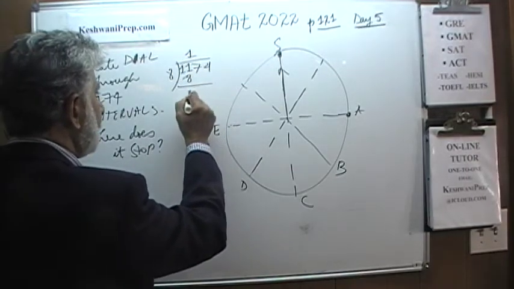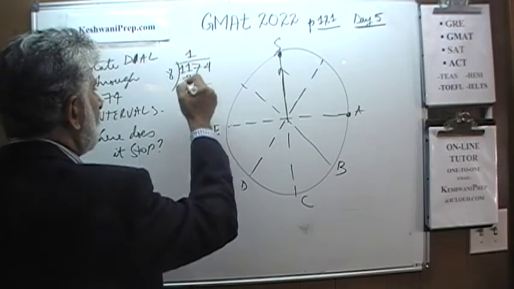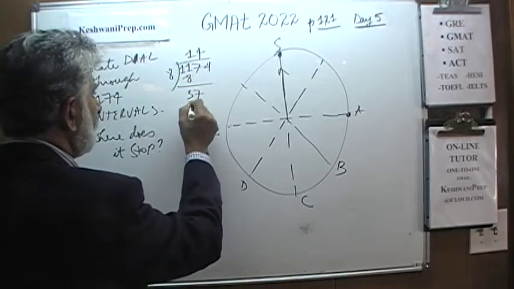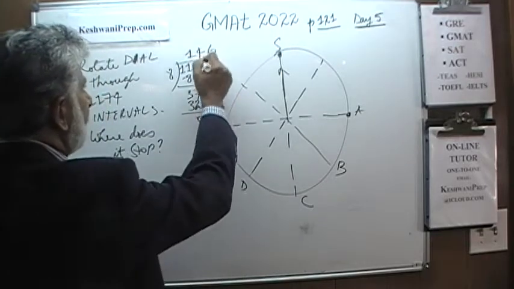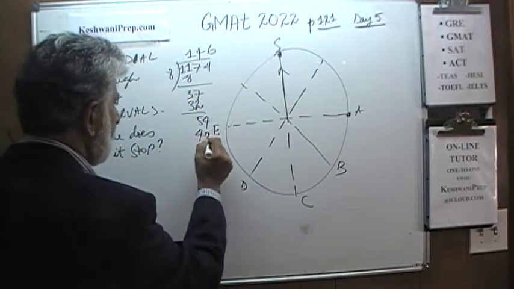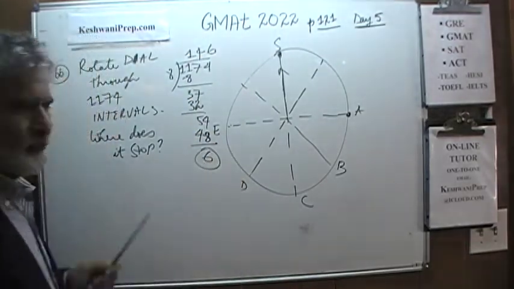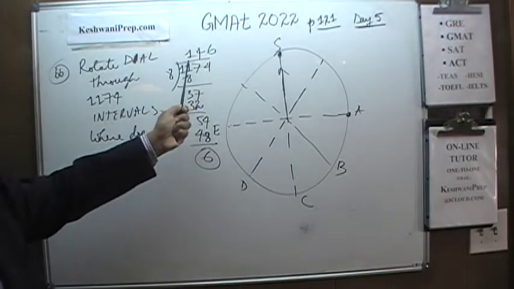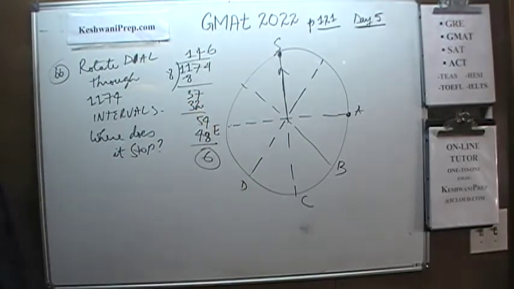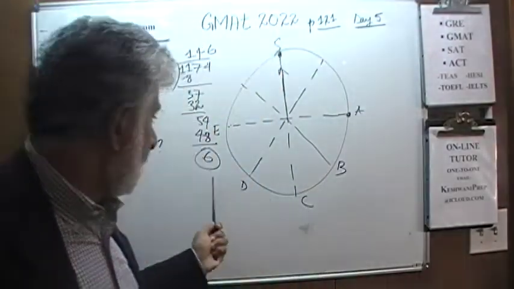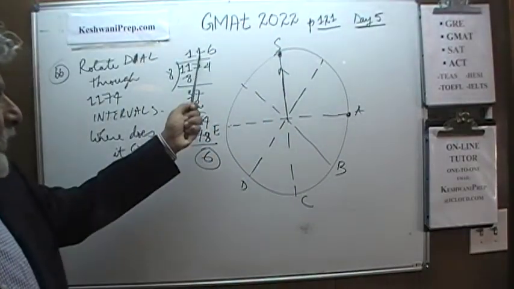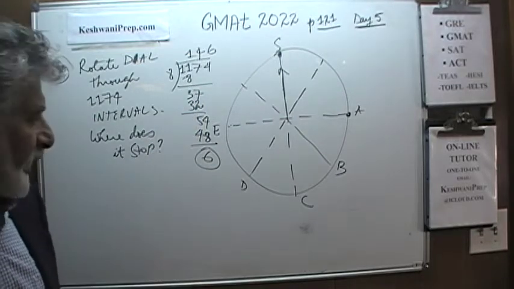We have 8, 3, 7, that's 4, 32, 5, 54, 6, 8 6s are 48. There you go. Even if I made any mistakes here, it really doesn't matter. We really don't care how many complete rotations it goes through, as long as we know what the remainder is. Remainder is 6. So if I wrote down 5 instead of 4, it's not going to make any difference.